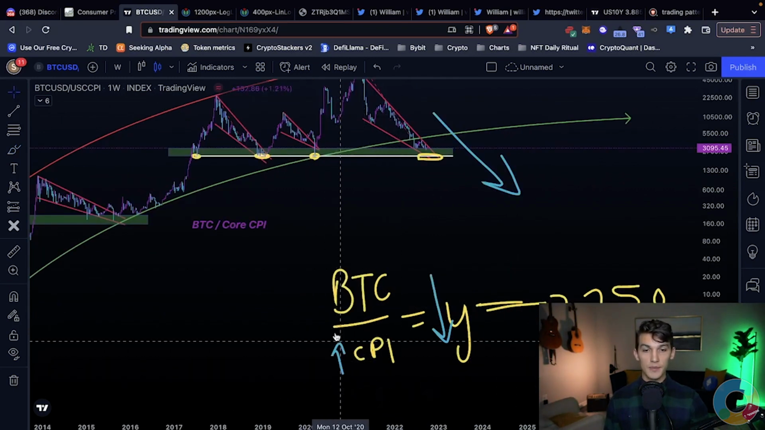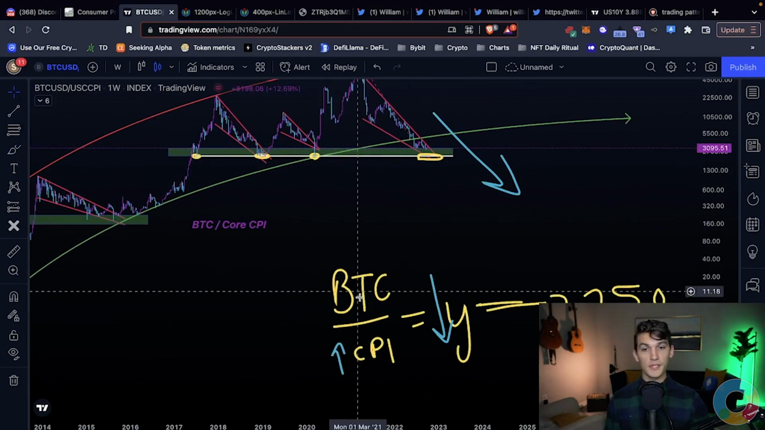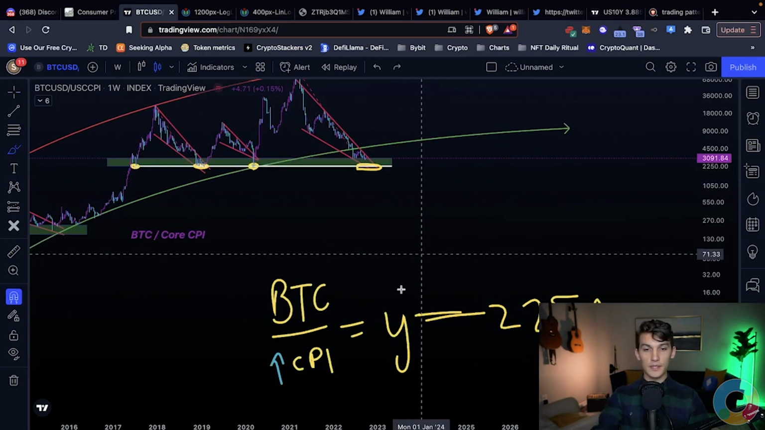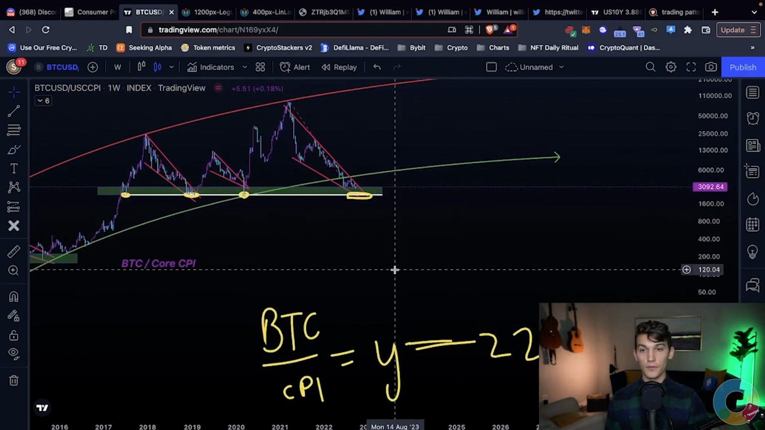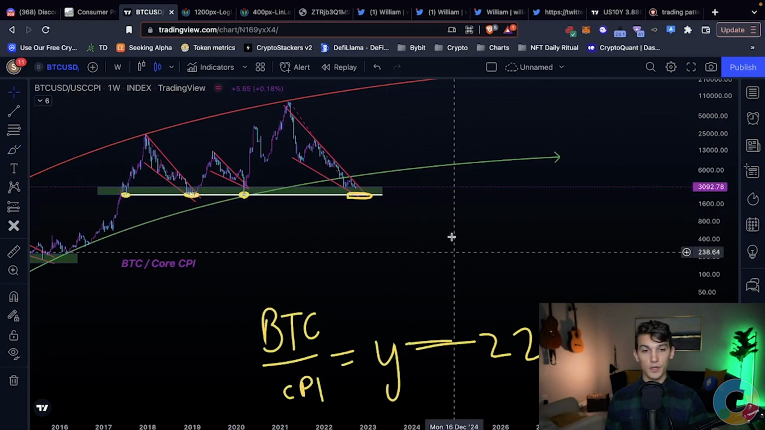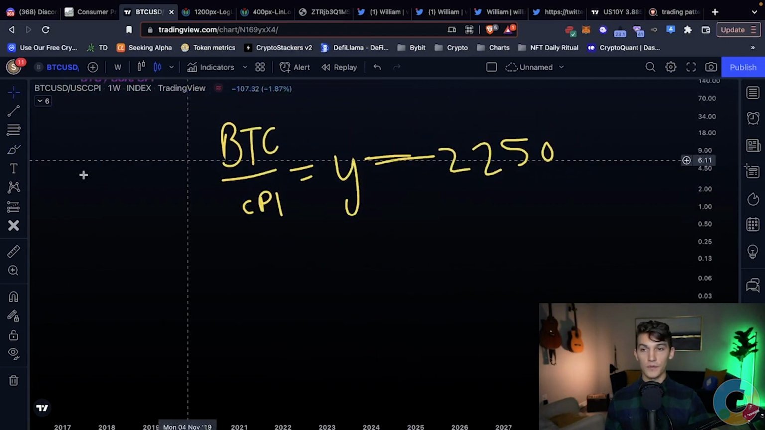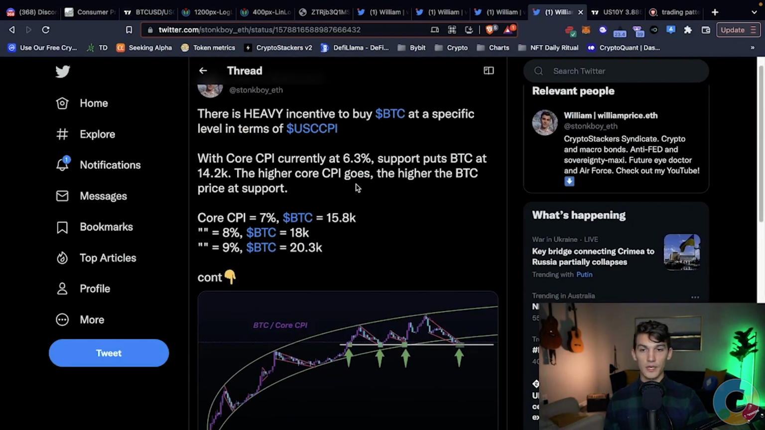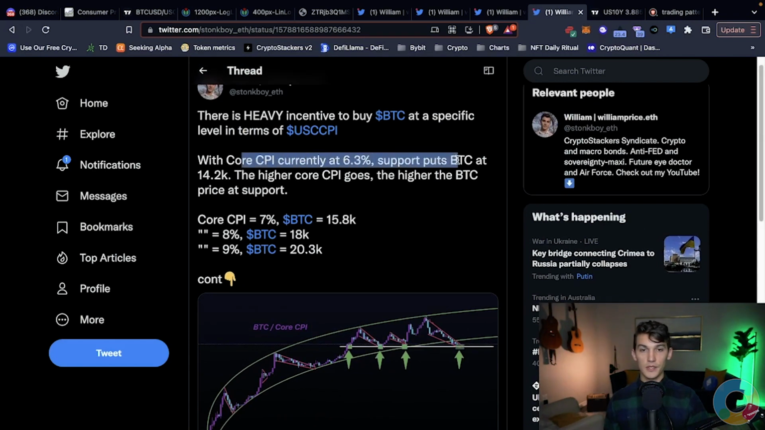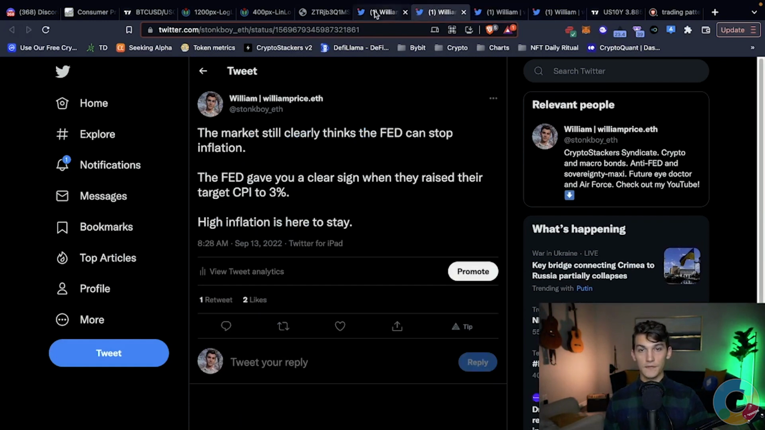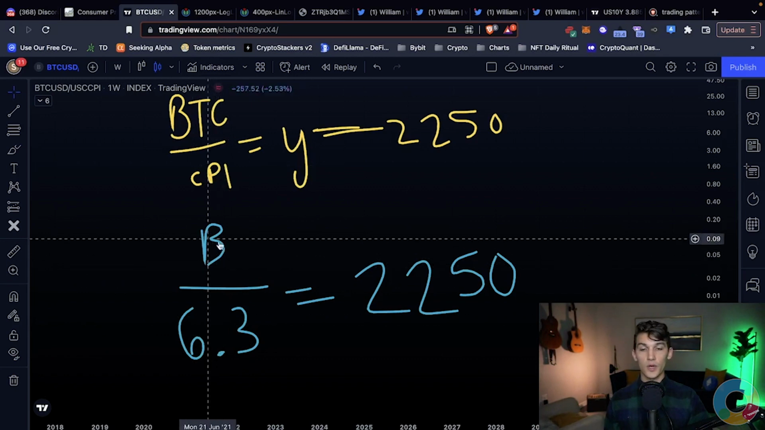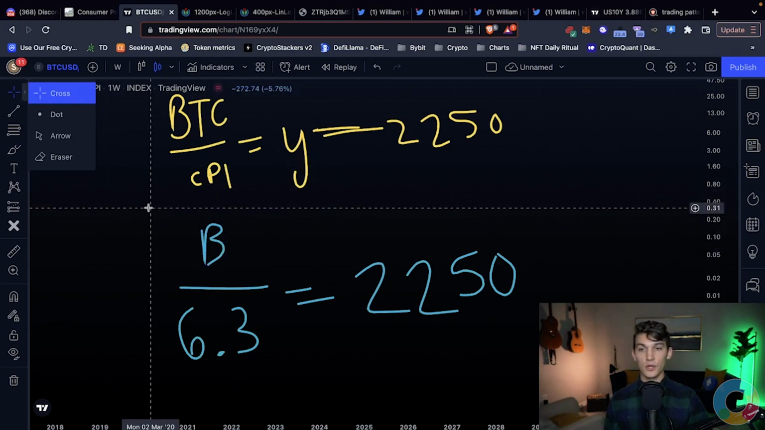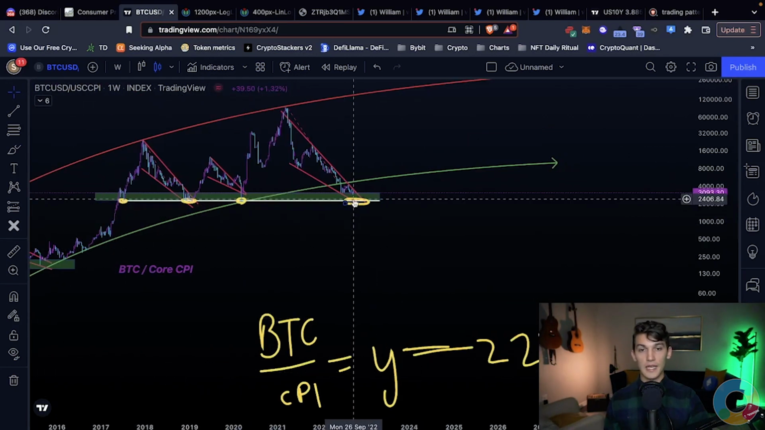The higher the CPI goes, the higher Bitcoin's price can be at support. Well, really think about what that means. That means that Bitcoin's price doesn't even have to move in order for it to be a hedge against inflation, in order for it to find support. So let me demonstrate this with a few numbers. Just going to my tweet here, at current CPI of 6.3, support puts Bitcoin at 14.2K. So if CPI were to remain the same, not go up at all, then Bitcoin would have to be 14,200 approximately in order to be at the support level.